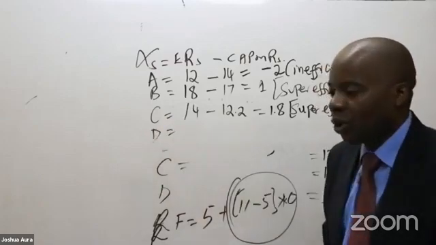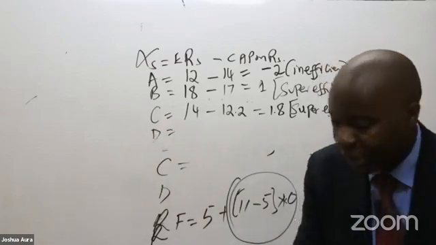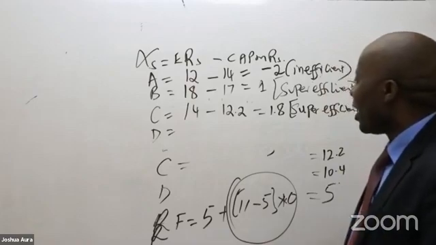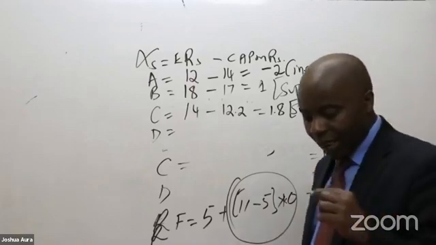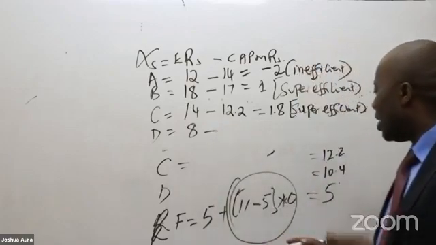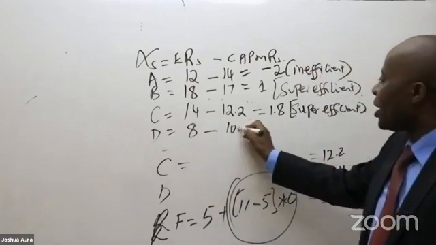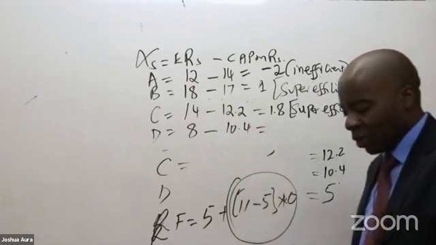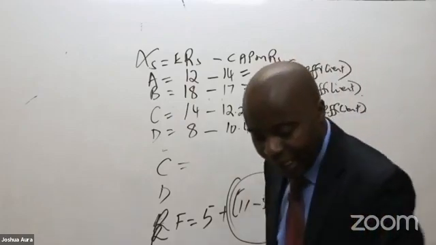Ladies and gentlemen, go to D. So what do we have here for D? For D, I know the current return. The current return of D is 8. So we have here 8 minus the CAPM return, which is 10.4, which will end up giving us what figure, ladies and gentlemen? Kindly help us there.